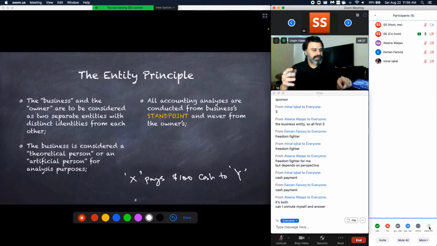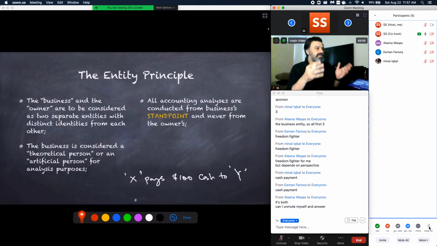So when your answer was cash payment, what were you doing? You were looking at the transaction only and only from X's point of view. If you see this particular transaction from X's point of view, X is losing cash to Y, and that is why your conclusion was that it was a payment. But if you see the same transaction from Y's point of view, as Alina has just mentioned, then Y is actually receiving cash from X. So from Y's perspective, it is a receipt of cash. So that means it's both, right? It's both a receipt and a payment.